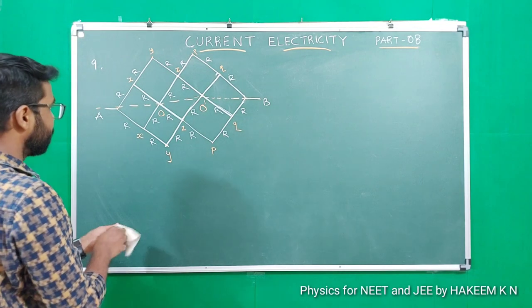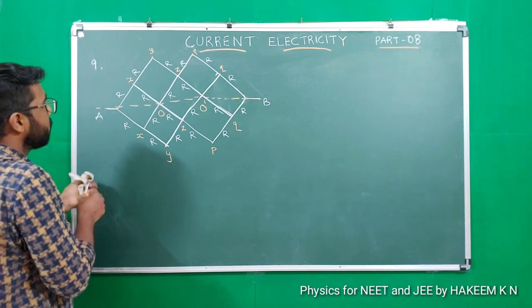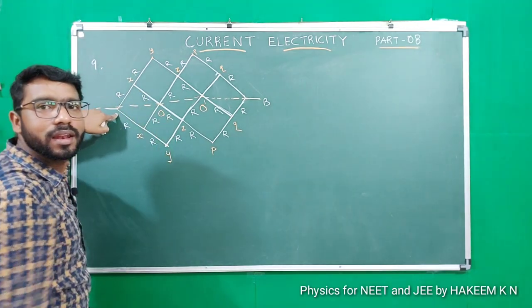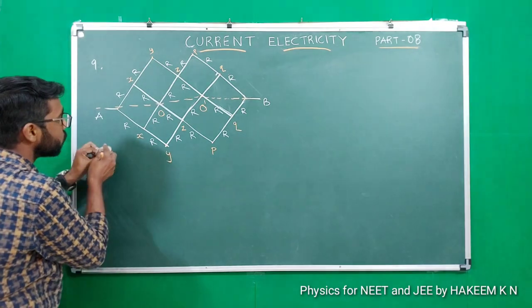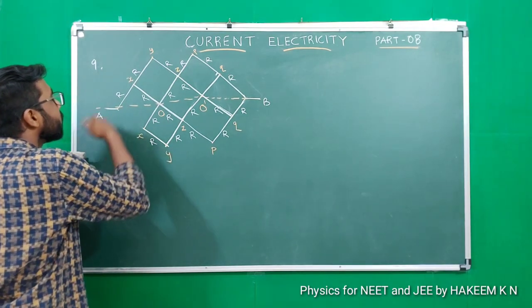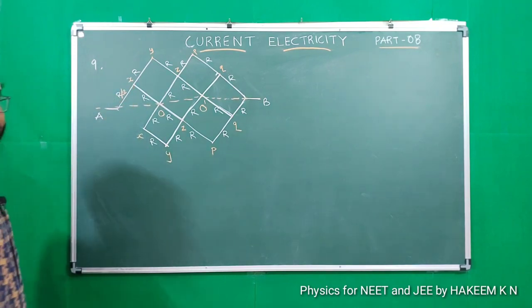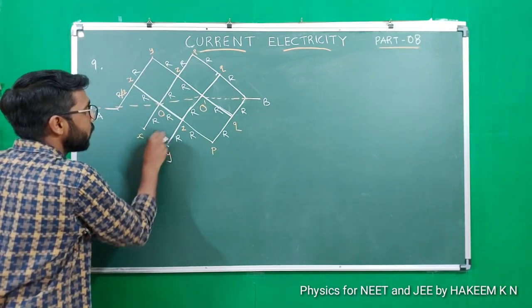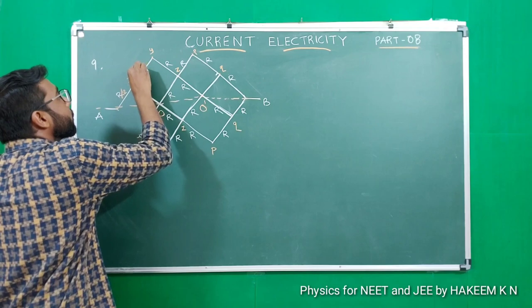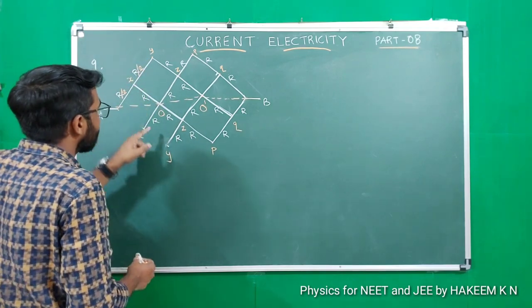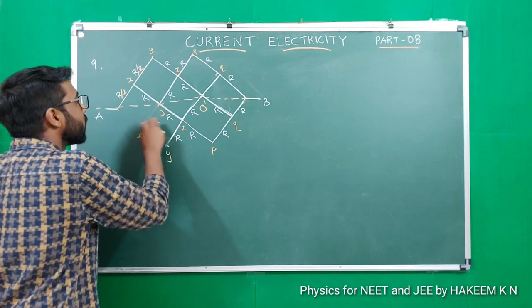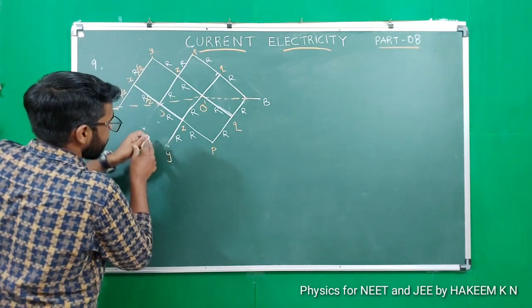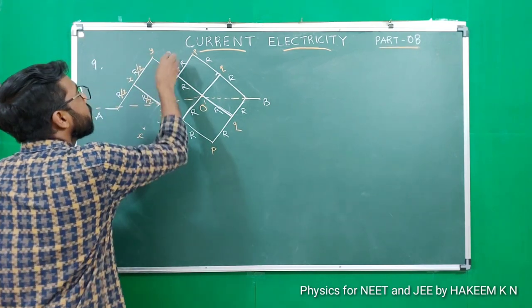Just listen carefully. Between A and X, we have two resistors, right? Two resistors in parallel, R, R parallel, we will get R by 2. So here we will get effective R by 2. Now between X and Y, here is an R, here is also an R, so we will get effective R by 2 here. Now between X and O, here is R, here is also R, then we will get effective R by 2 here. Now between Y and Z, R, R, then we will get R by 2 here.